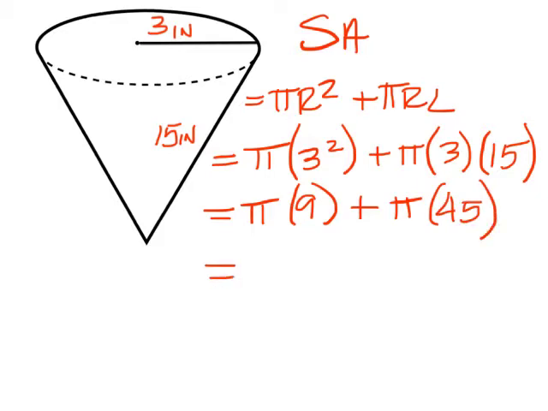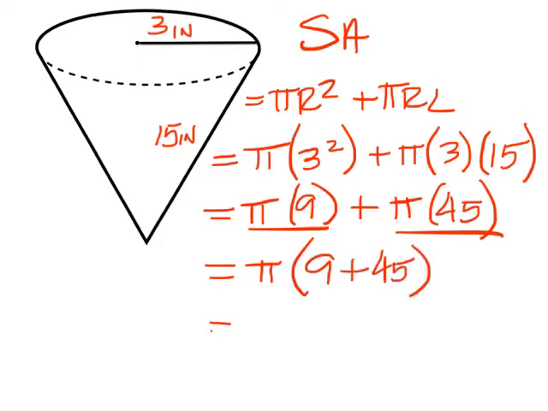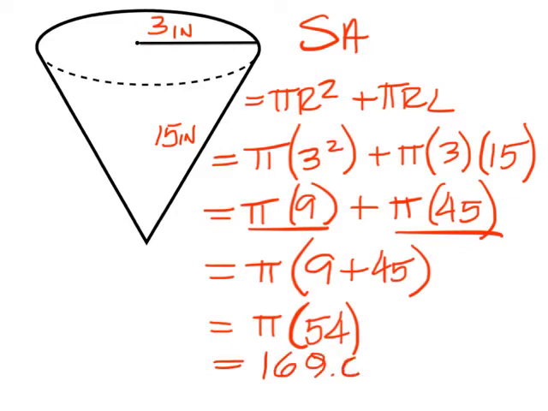Now you can simplify it like this. If it's pi times 9 and pi times 45, you can simply make it pi times 9 plus 45, which would be 54. The slant height, or not the slant height, but the area of the cone should be 169.65 inches squared.